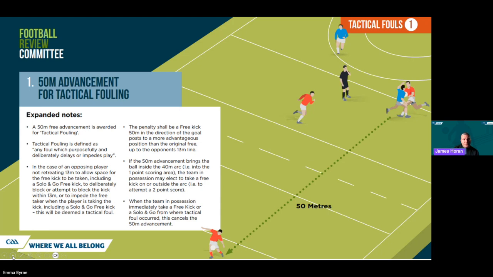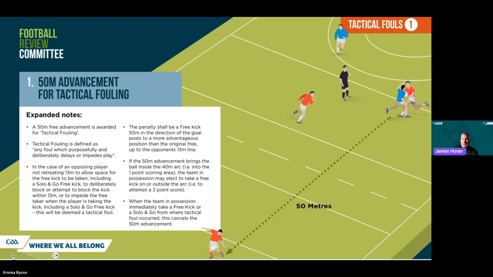So in the case of an opposing player not retreating the 13 meters, for example, to allow space for the free kick to be taken, or including a solo and go, to deliberately block or attempt to block the kick within the 13 meters, or to impede the free taker when a player is taking the kick, including a solo and go, the penalty shall be a free kick 50 meters in the direction of the goalposts to a more advantageous position.